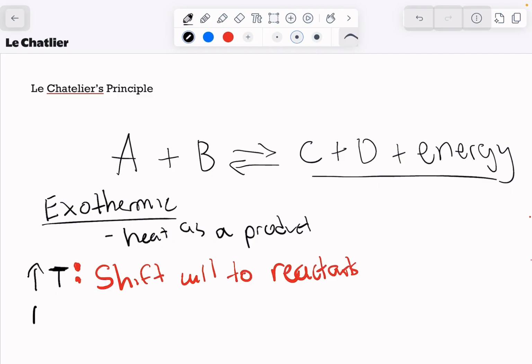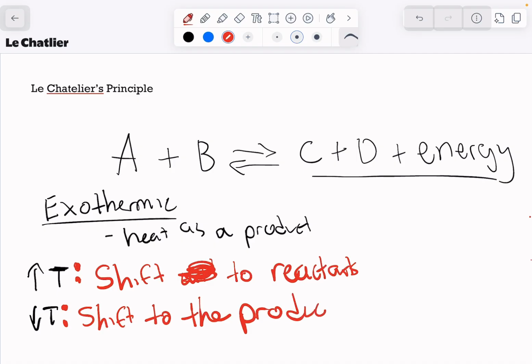And vice versa for decreased temperature. If we were to decrease the temperature, the system wants to make up for that loss of temperature, so it will shift. Well, that was a typo. It will shift to the products in order to make up for that heat that was lost.